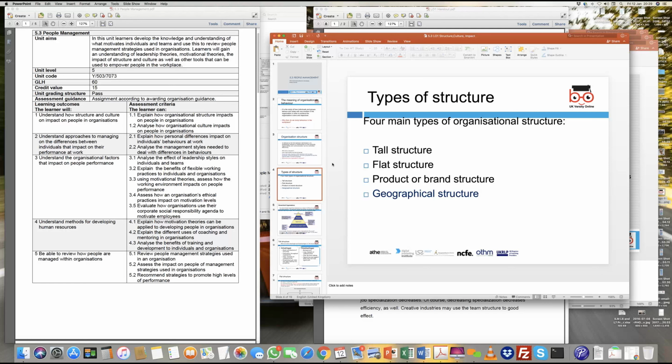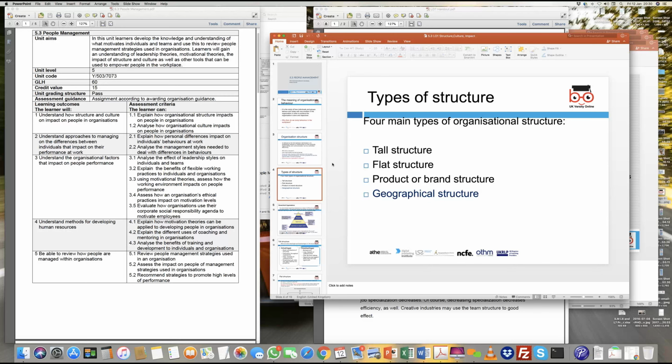Now, these classifications are done depending on how big the organization is, how many people it employs, and to a certain extent, how the arrangement of departments, jobs, roles, and responsibilities is done around the people who work within that particular setup.